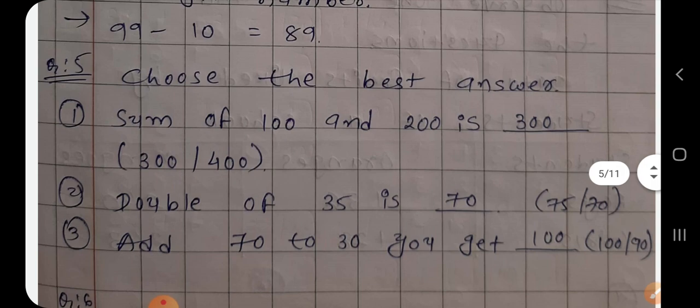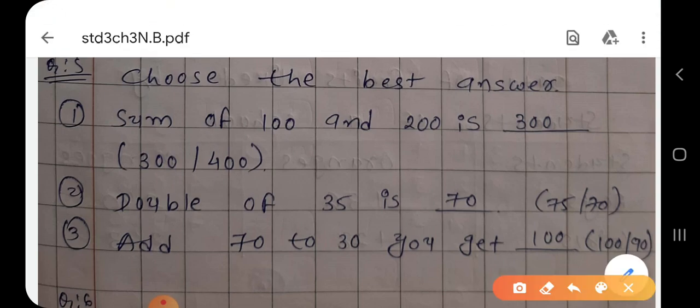Then question number 5. Choose the best answer. Give the heading question number 5. In that first, the sum of 100 and 200 is blank. So the options are 300 or 400. So 200 plus 100 is equal to 300. So the answer is 300. So the sum of 100 and 200 is 300.